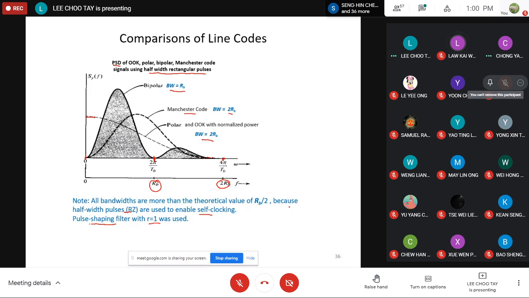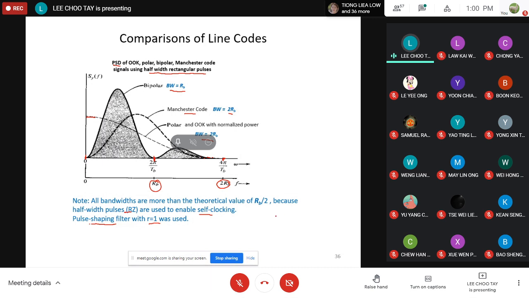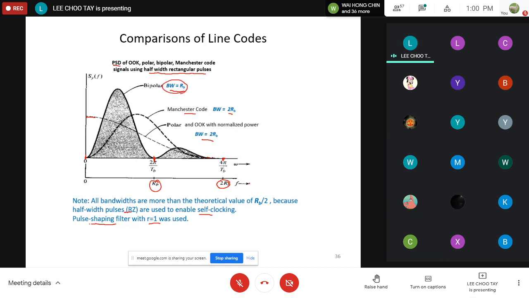No questions. So if you compare the few types of line code that we have here, bipolar is the one that needs the least amount of bandwidth as compared to polar or on-off keying or even Manchester code. In practice, which one you choose depends. This is where you need to be able to evaluate and make a decision.